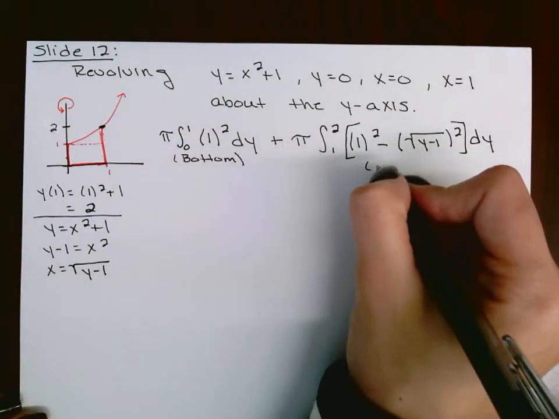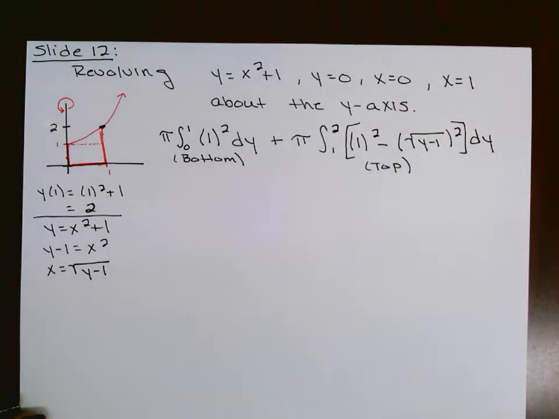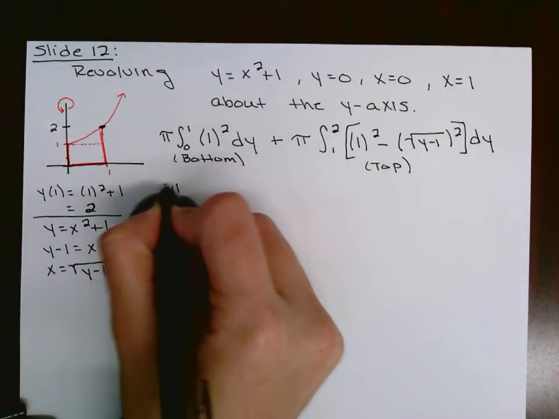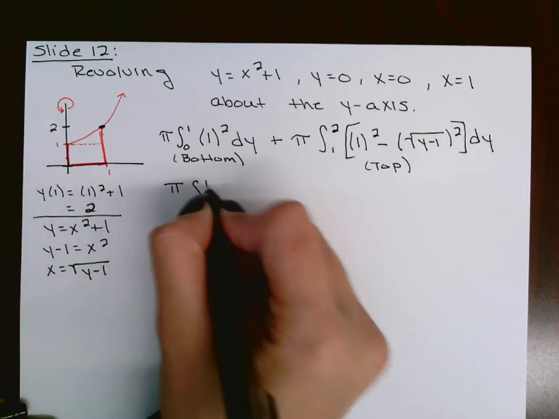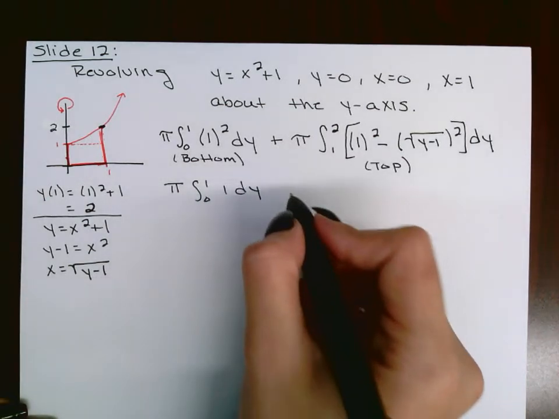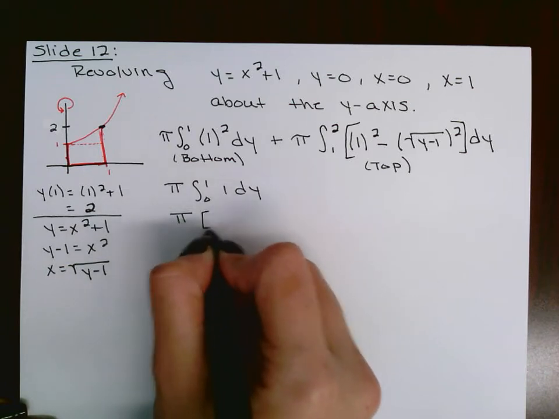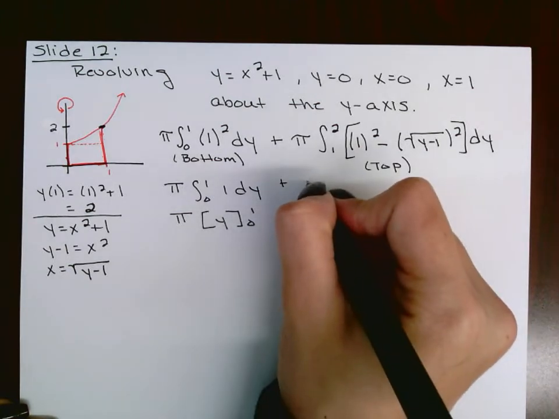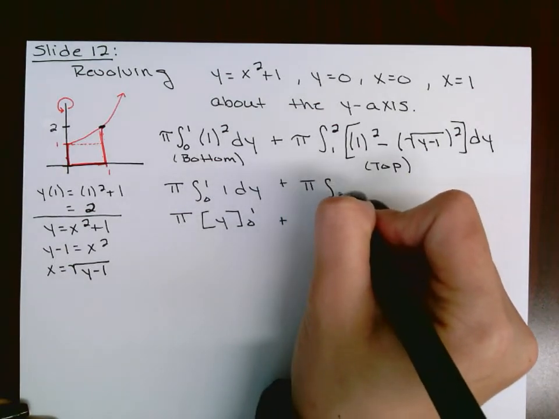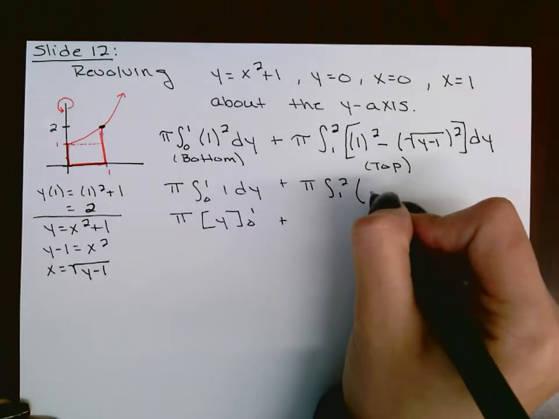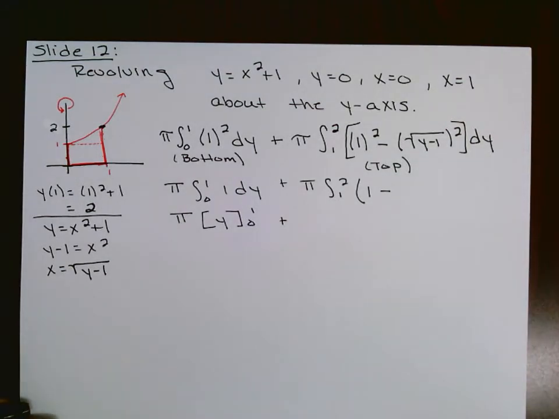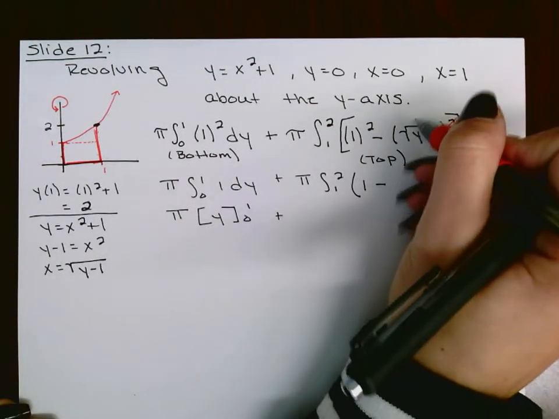And again, this is the top of the image. Okay? Hardest part. We're done with the hardest part. Okay? So now it's just a matter of cleaning. I have pi times the integral from 0 to 1 of 1. Be very careful here. This negative is going to end up distributing. Common mistake, super common mistake on the AP test.